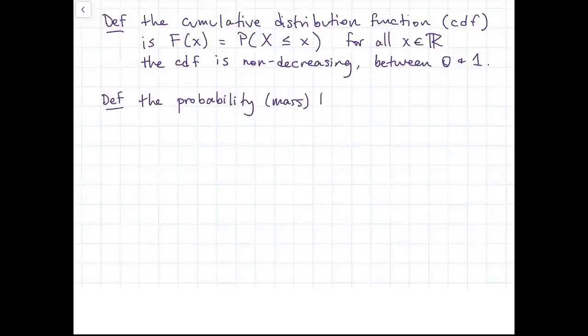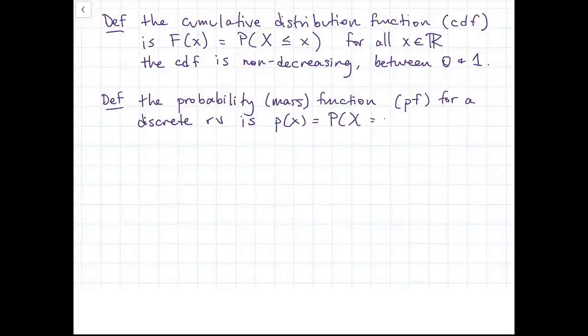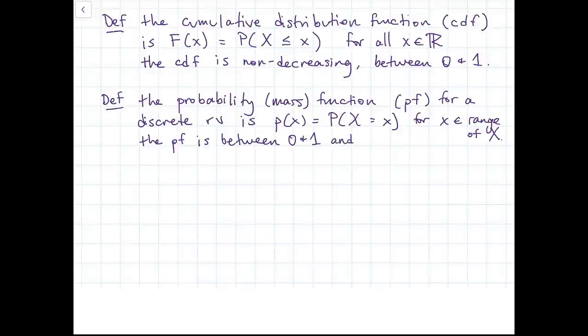For a discrete random variable, we also have a probability function, sometimes called a probability mass function, and it's the probability that X is equal to little x. It's defined for all values of x within the range of the random variable. We call that little p of x. Sometimes people call it little f of x as well, but in the course notes we use little p. The probability function has some properties as well: it'll be between 0 and 1, and if you sum them all up, it'll give you 1.